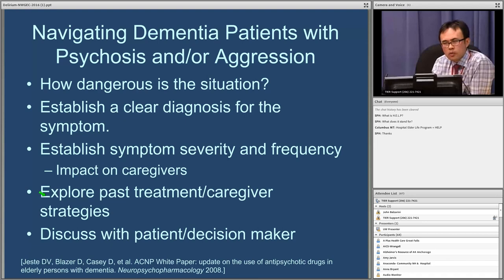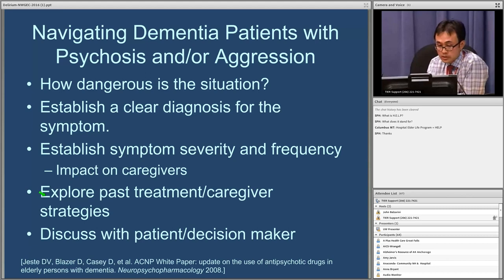And establishing, well, what is your goal at this point? And having a very clear discussion about the severity of the symptom. And then to explore the past treatment and the caregiver strategies that have worked in the past. And so, for example, in that case that we talked about where that woman had punched a nursing home resident, calling over to the nursing home, well, how do you approach this woman? Getting that feedback from the staff that might be very familiar with her could be very beneficial. And then, like we were talking about, discuss also with the patient and the decision maker as well.